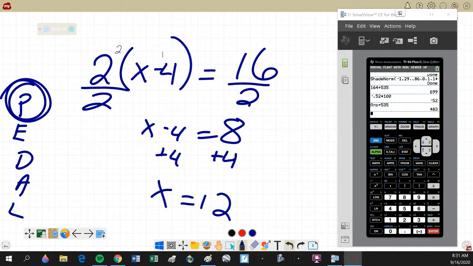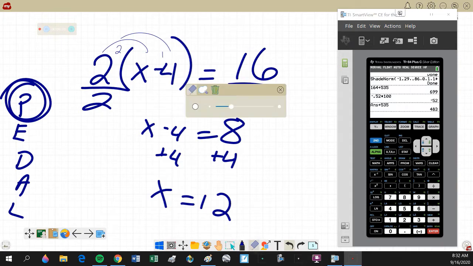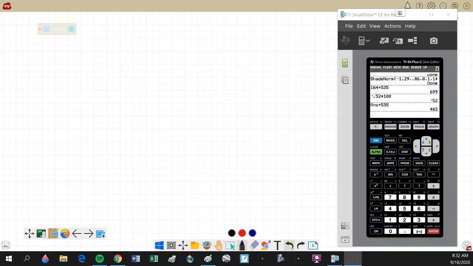You guys get that? Yeah, oh, you could. So that's true. You could put the 2 in and then solve it. But you don't have to. All right. What about this?